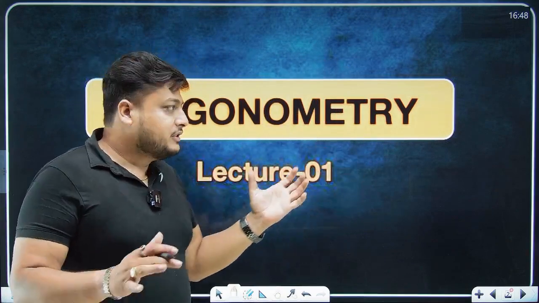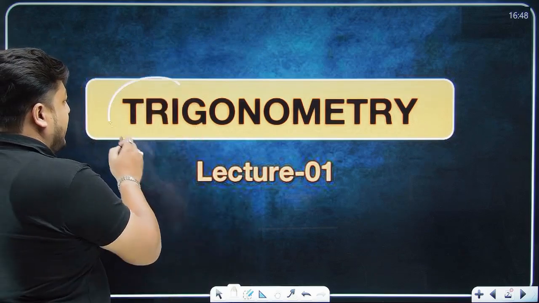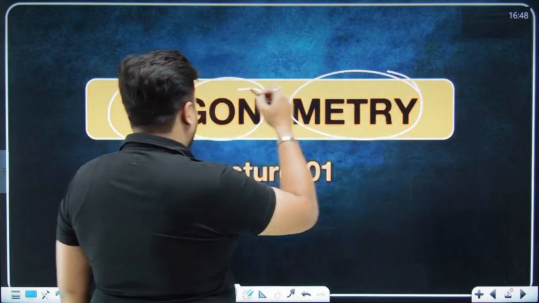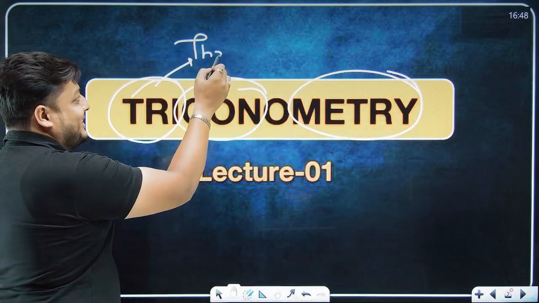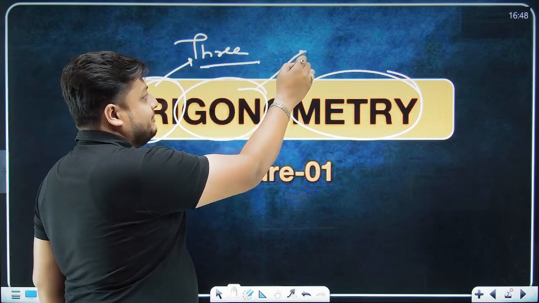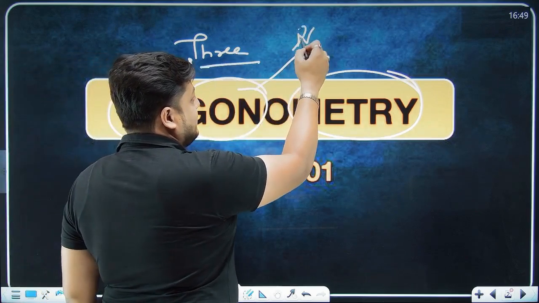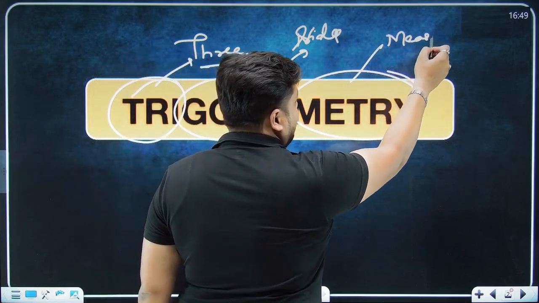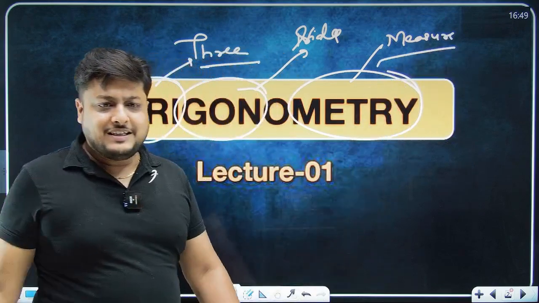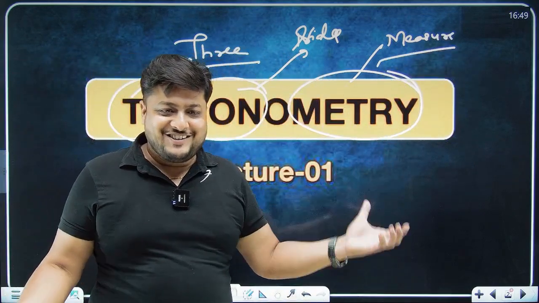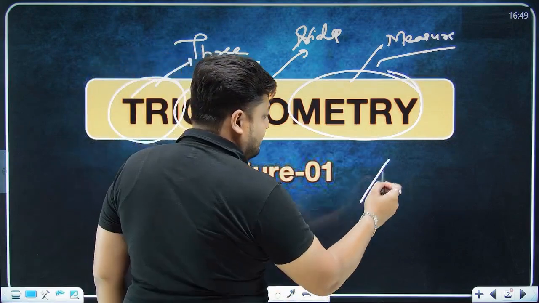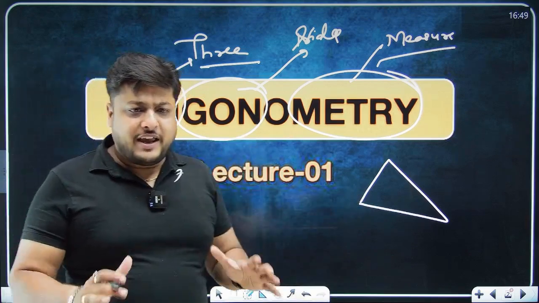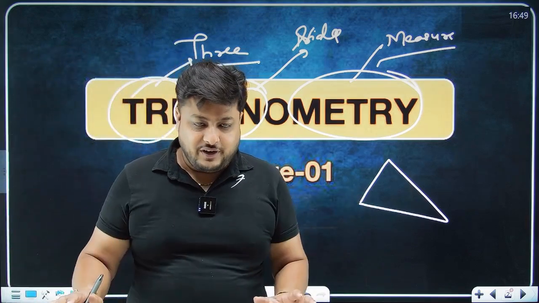It consists of three words: tri, gon, and metron. Tri means three, gon means sides, and metron means measure. So you all know which polygon has three sides? All of you will say, sir, triangle, right? This is a triangle. So the study of triangles is called trigonometry.